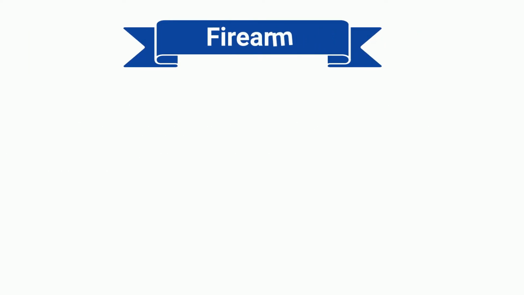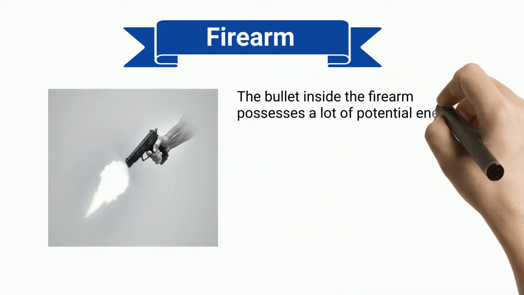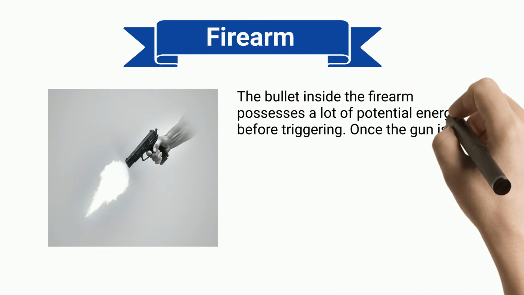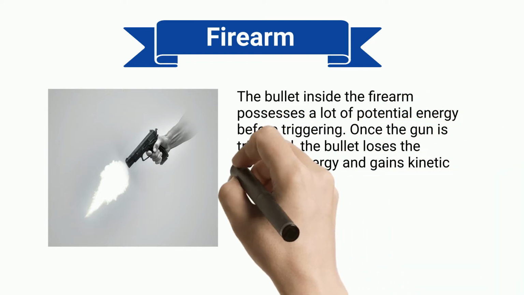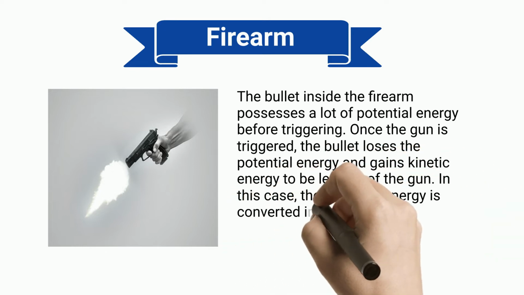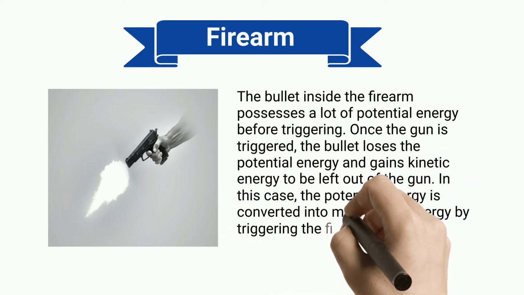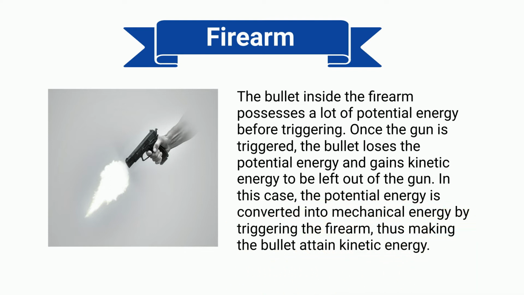Firearm. The bullet inside the firearm possesses a lot of potential energy before triggering. Once the gun is triggered, the bullet loses the potential energy and gains kinetic energy to be left out of the gun. In this case, the potential energy is converted into mechanical energy by triggering the firearm, thus making the bullet attain kinetic energy.